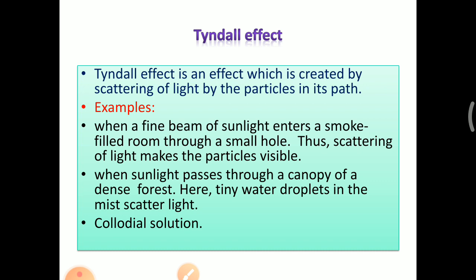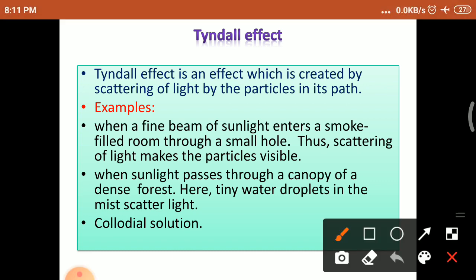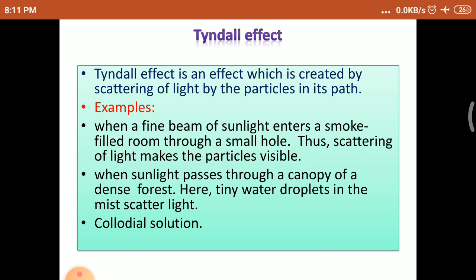When a fine beam of sunlight enters a smoke filled room through a small hole, the scattering of light makes the particles visible. So here, due to the scattering of light, the particles are visible. When the sunlight passes through the canopy of a dense forest, tiny water droplets in the mist scatter the light, and colloidal solution.